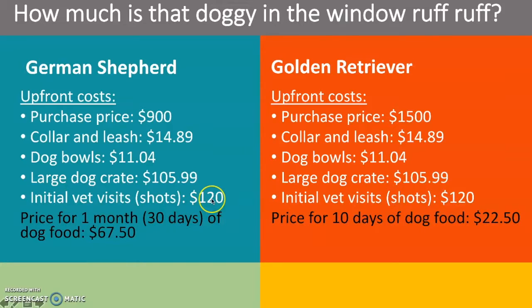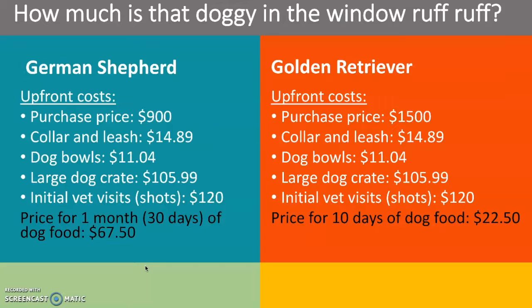And I also estimated the initial vet visits for shots and things like that to be about $120. And then I have here for the German Shepherd, the price for 1 month of food, 30 days, $67.50. And then I have the price for 10 days of dog food for the Golden Retriever, $22.50. And then together we would come up with an equation for the German Shepherd and for the Golden Retriever for the total cost of owning this dog.